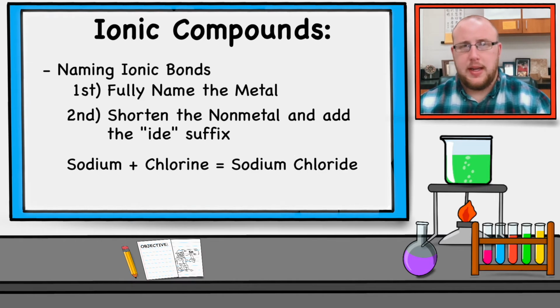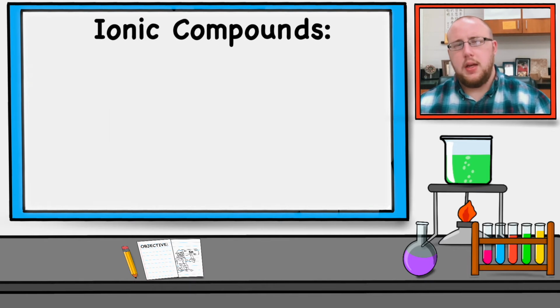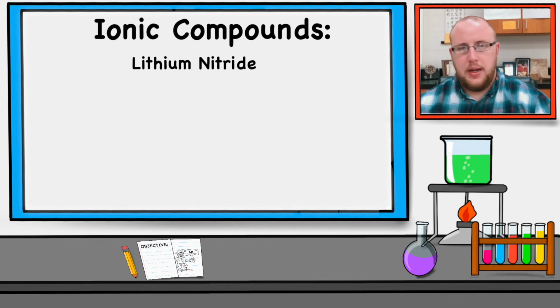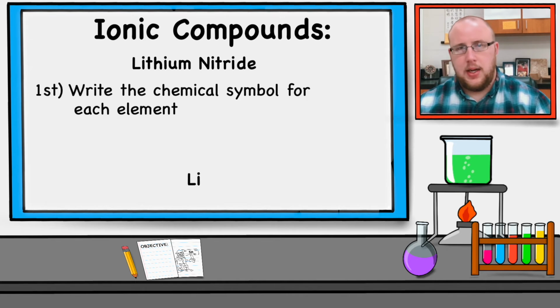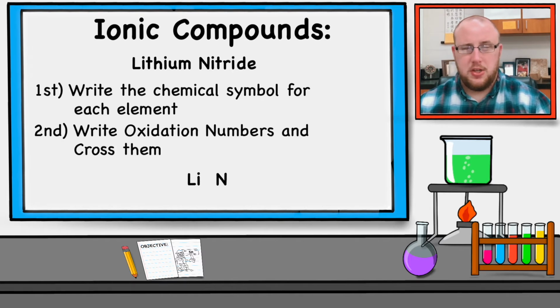Now, what if I want to write a chemical equation for an ionic compound? When we're given a chemical name like lithium nitride, first thing we're going to do is write down each of our elements. So lithium, Li, and nitrogen, N. Next, we're going to put our oxidation on top. So lithium has a +1 oxidation, nitrogen has a -3. We cross them, take away the signs, and that forms the formula.